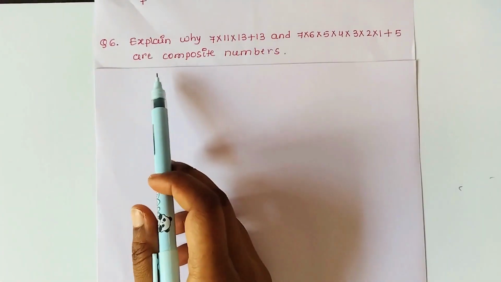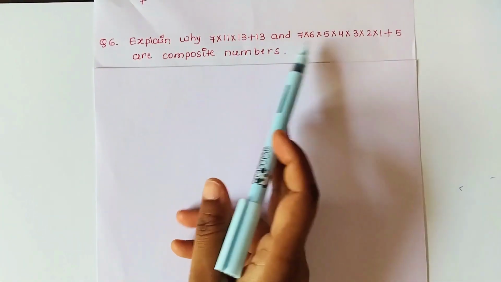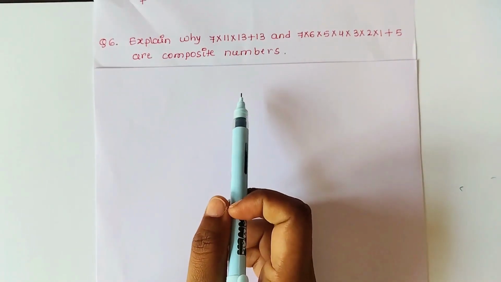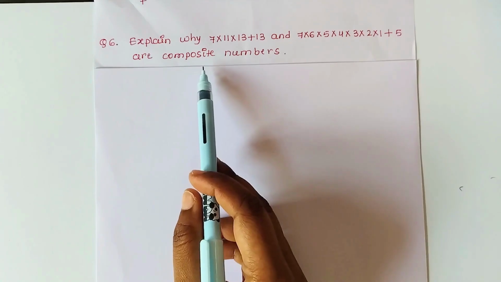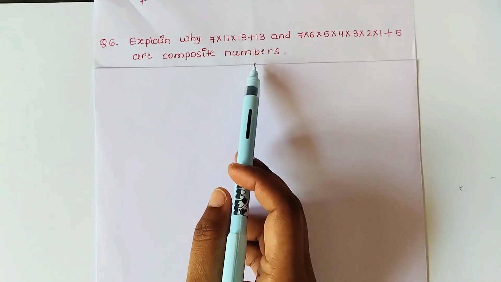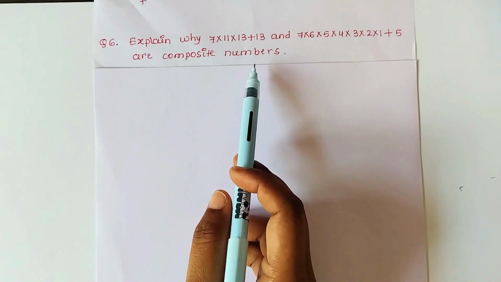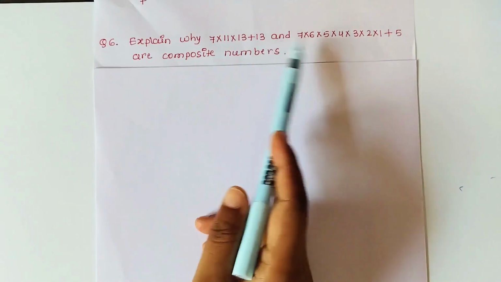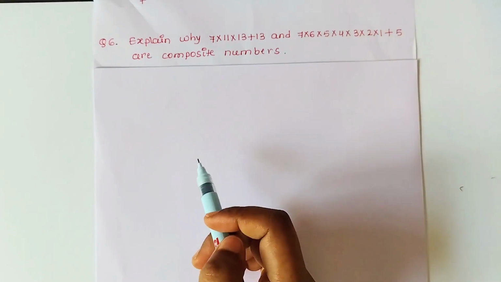The sixth question is, explain why these are composite numbers. To tackle this question, first we have to know the definition of a composite number. It is nothing but a number which has more than 2 factors. First, we will express these two numbers as the product of their prime numbers.